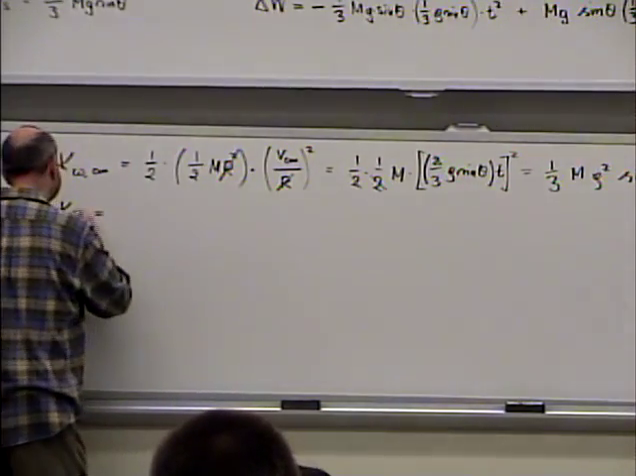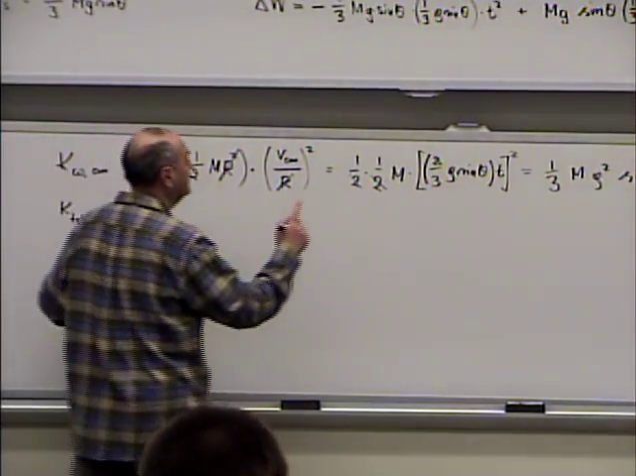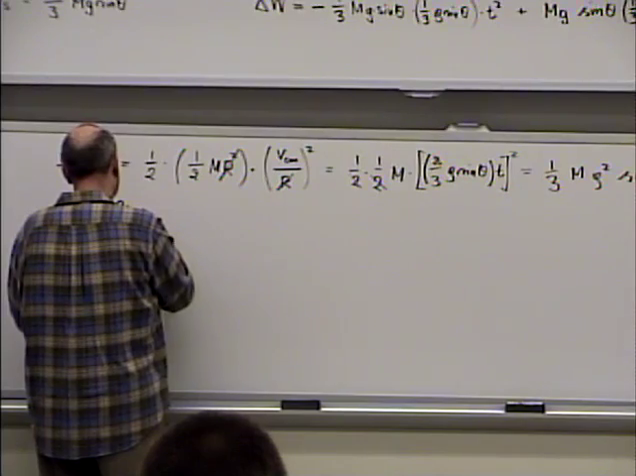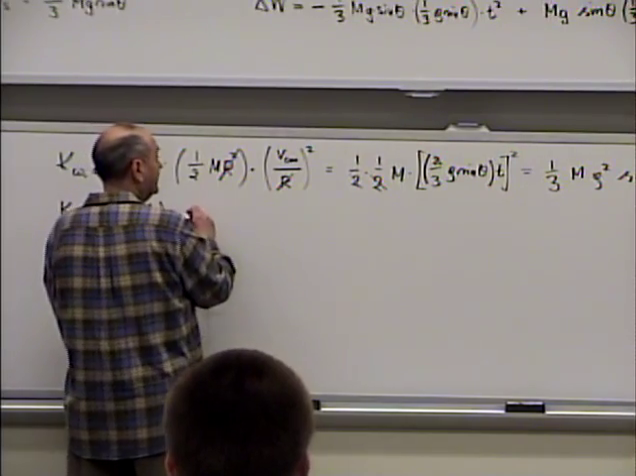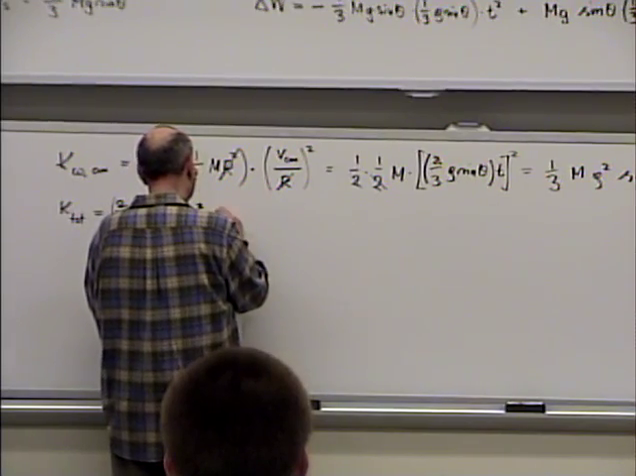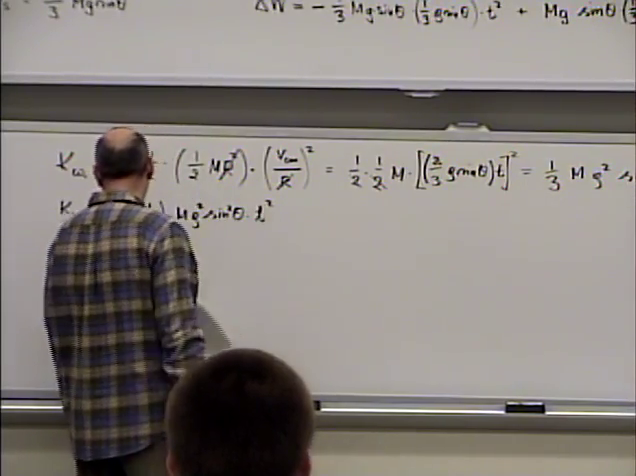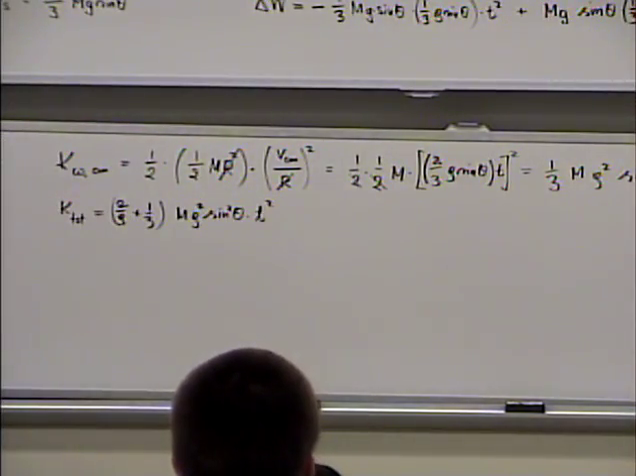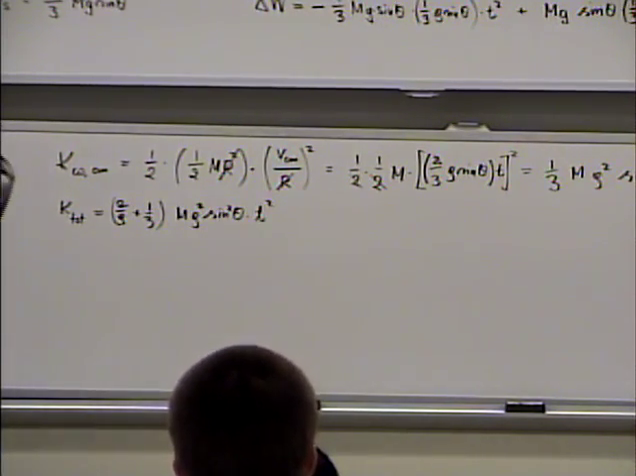So total is going to be equal to 2/9 plus 1/3 of mass of the object times square of the acceleration due to gravity times sine square of the incline times square of the time. All right, so this way we found total kinetic energy if we considered motion as a superposition of translational motion and rotational motion.